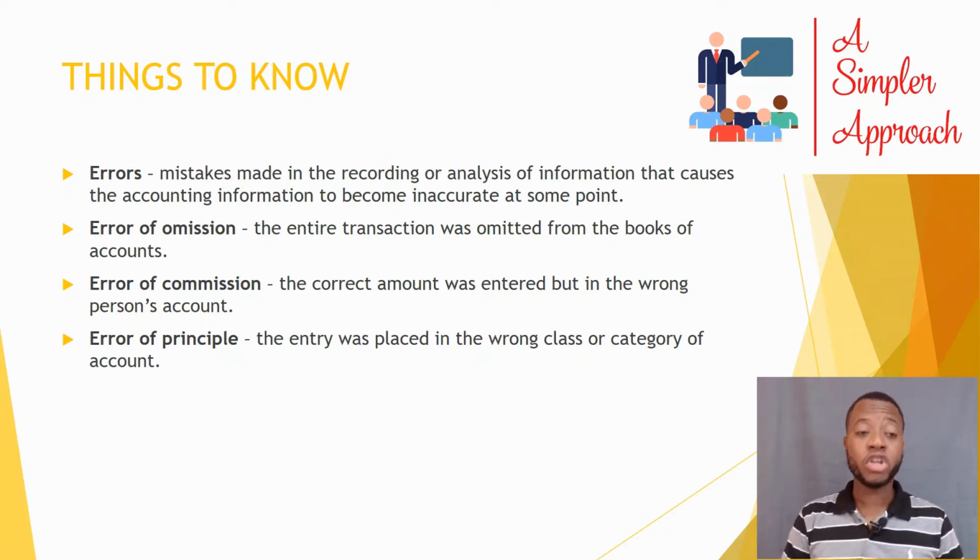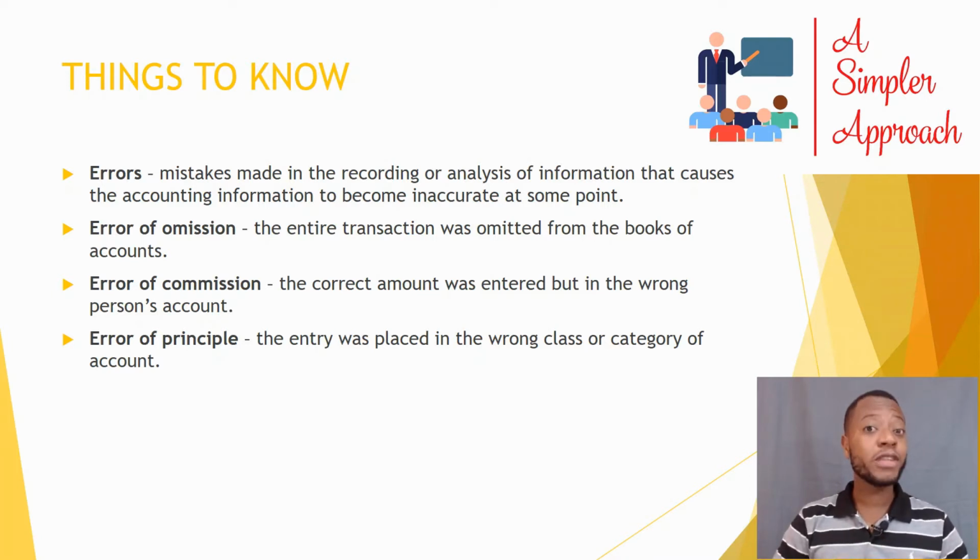Number two, error of omission. Error of omission is where a transaction is completely left out of the books. It was not recorded at all. Three, error of commission. Error of commission is where the correct amount was entered during the recording process, but the transaction itself was entered in the wrong person's account.